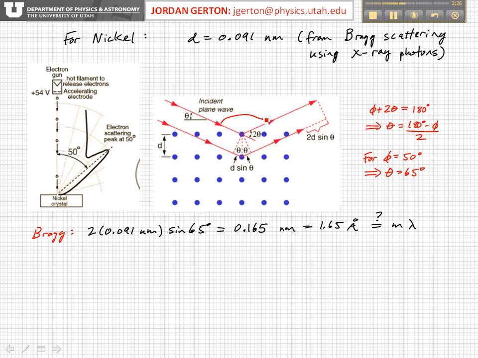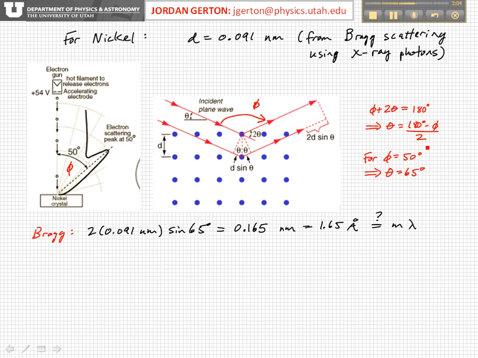Okay, that's phi. This is phi, sorry, it went away when I switched slides, and this is phi again. So what we see is that phi plus 2 theta is equal to 180 degrees, as given by this geometry. And so theta is equal to (180 minus phi) divided by 2. So for phi equals 50 degrees, which is the scattering angle where Davisson and Germer observed this peak in the electron scattering intensity, that corresponds to theta equals 65 degrees if you just use this formula.